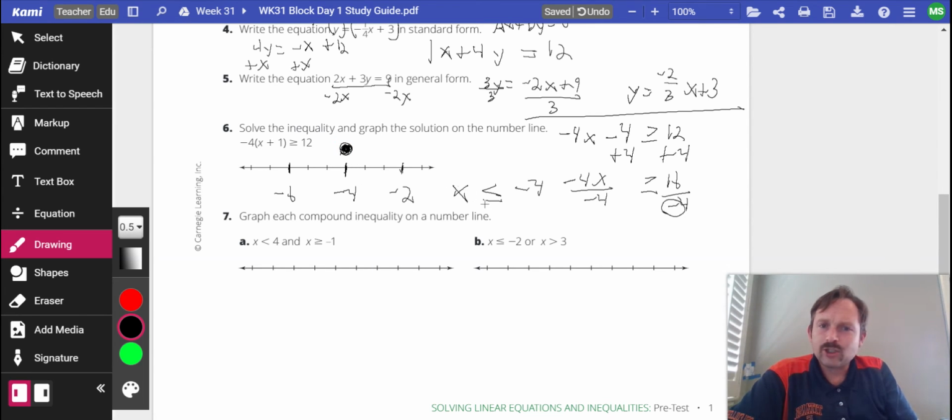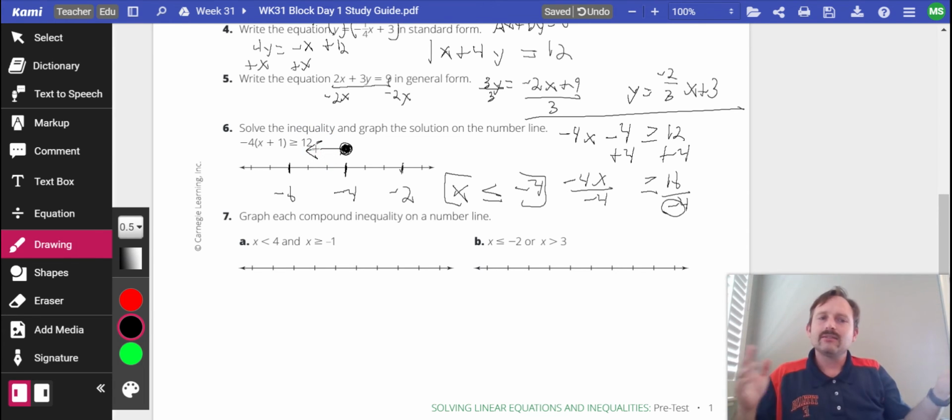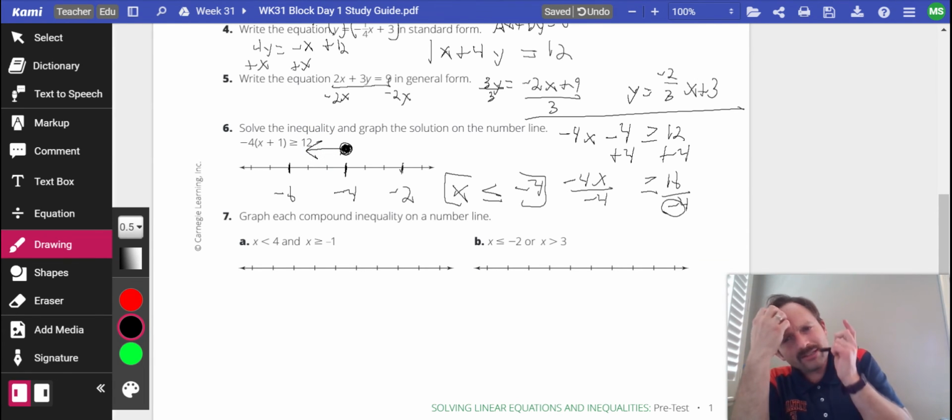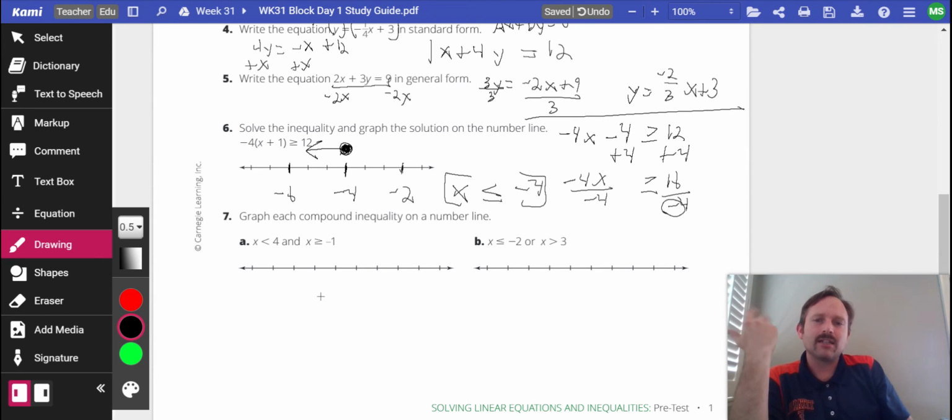And now, which direction is it? Well, it says the number is smaller than negative 4. Okay, well then smaller number is going left. Done. Now it says graph each compound inequality on a number line.